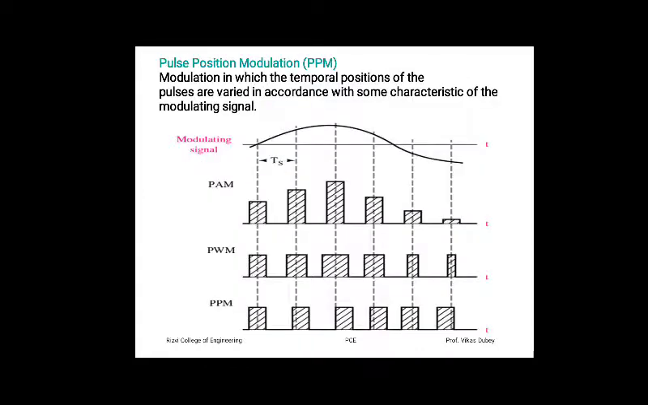So pulse position modulation is a modulation in which the temporal position of the pulses is varied according to the amplitude of the modulating signal. So here we can see pulse position modulation very clearly. Here the position of the pulses is going to vary with respect to the amplitude. Where amplitude is more, position change is more. When amplitude is less, position change is less.